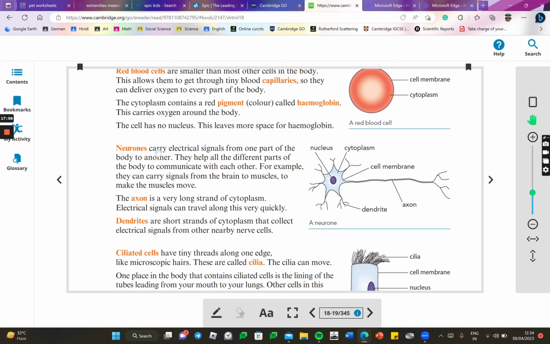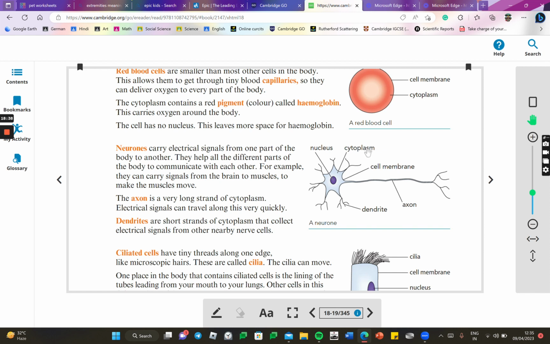Now let's move to neurons. Neurons carry electric signals from one part of the body to another part. They help different parts of the body to communicate with each other. Neurons are located in our brain. The brain sends different instructions to different organs of our body. They can carry signals from the brain to muscles to make the muscle move. The axon is a very long strand of cytoplasm. Electric signals can travel along this very quickly.